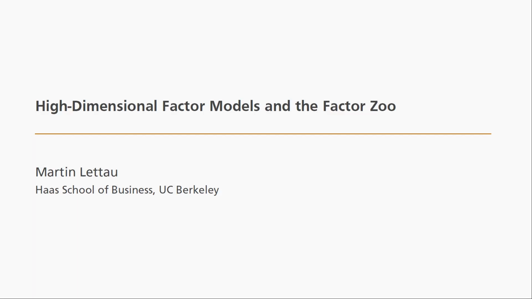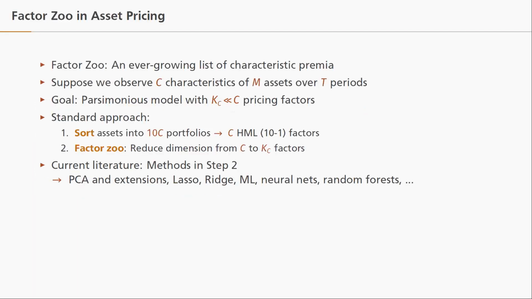Thanks for coming. We're happy to be here to present this paper. As the title suggests, it is a paper on the factor zoo. It's Cochrane's term to describe this ever-growing list of characteristics that are linked to return premia. We start out with value, growth, and momentum, and now there are hundreds of different characteristics. Obviously, we would like a model that is more parsimonious. So the factor zoo challenge is to figure out which of these characteristics really matter.